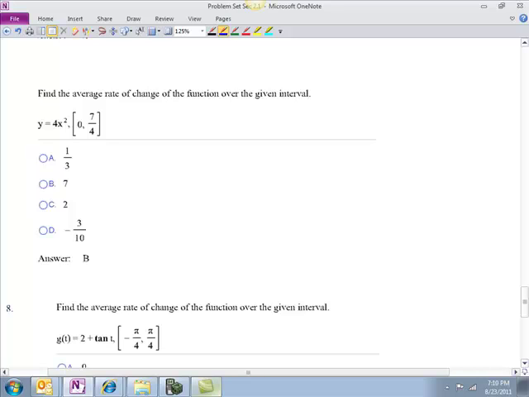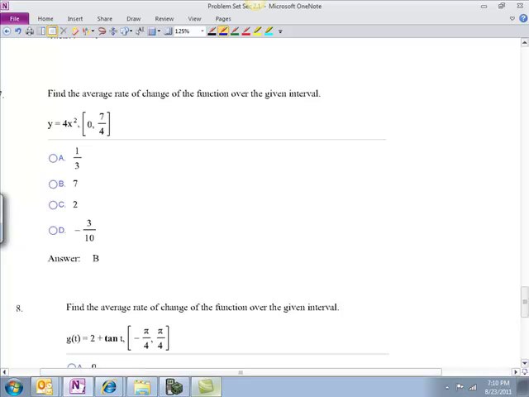Average rate of change of 4x squared from 0 to 7 over 4. That's number 7. It's a multiple choice question. So you've narrowed your problems there. Let's see if you can do it.